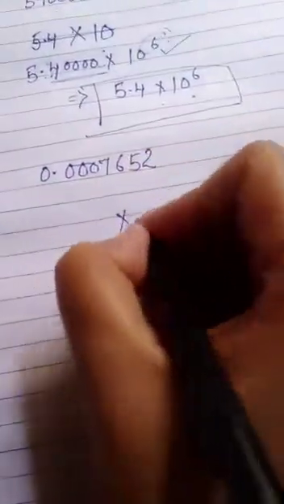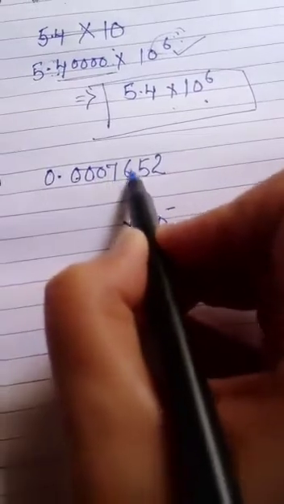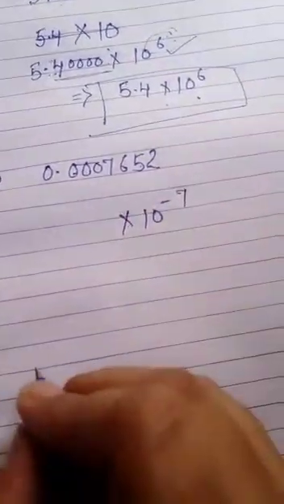See, 0.0007652. See, it is less than 1. So here the power of 10 is negative. So we will write firstly, 1, 2, 3, 4, 5, 6 and 7 digits are there. So we will write 7 places.